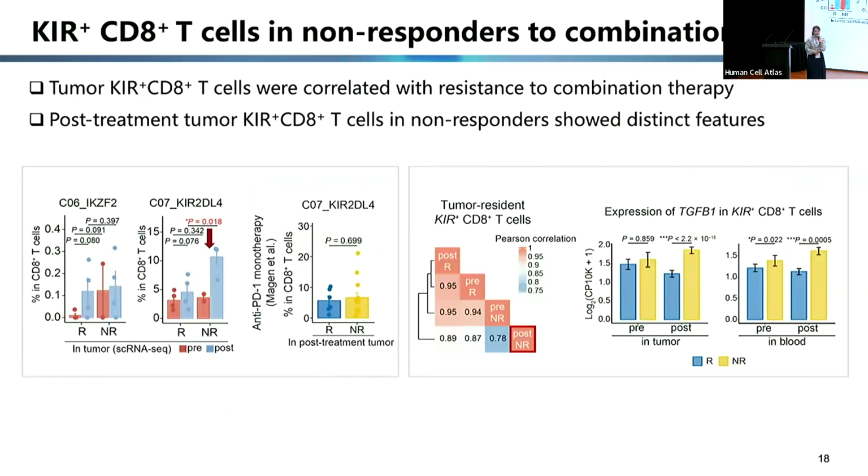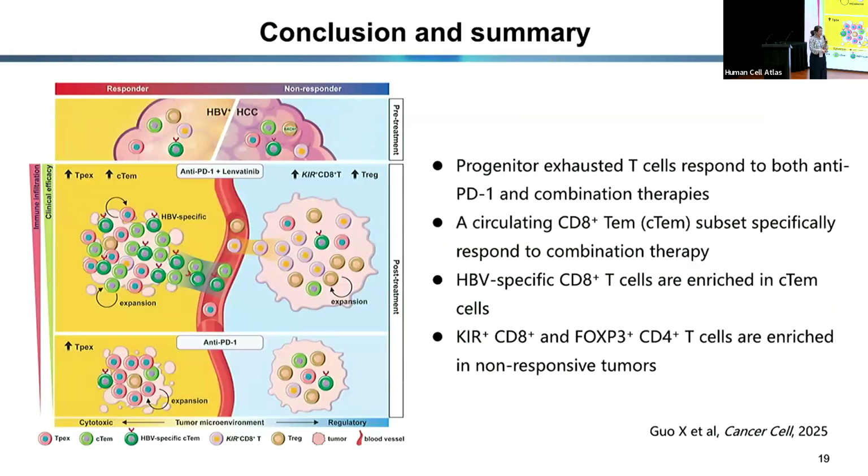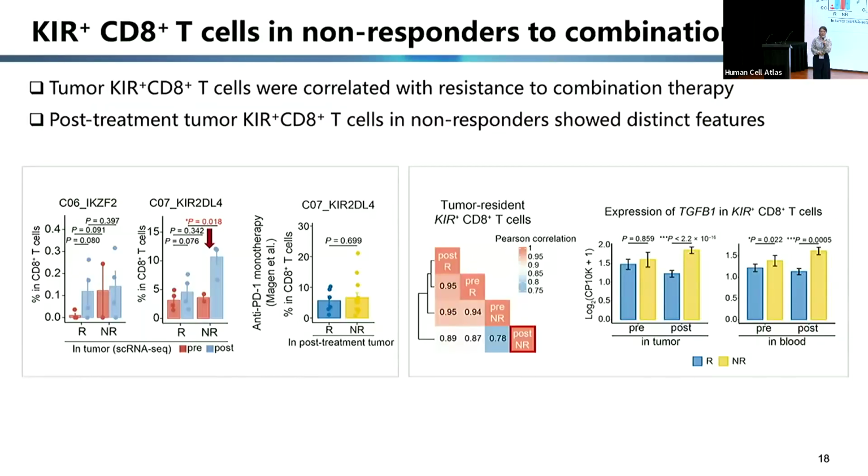Interestingly, this population is also enriched in the non-responders after therapy, but we did not observe such changes for anti-PD-1 monotherapy. So this could be the reason why some of the patients cannot benefit from the combination therapy. This tumor KIR population also shows distinct features in the post-treatment tumors. One example is the higher expression of TGF-B1, which can promote the suppressive function of CD8 T cells.